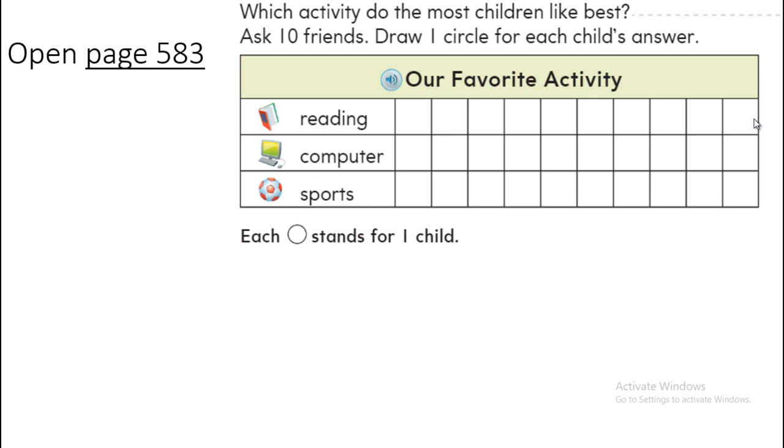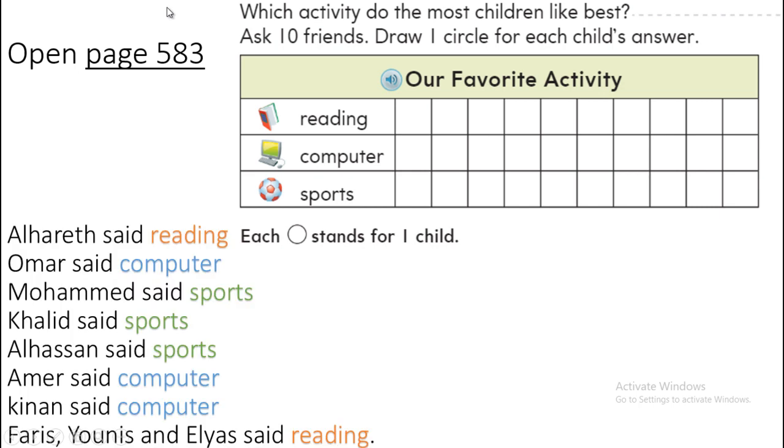So, open your book, page 583, and let's work together. We asked 10 of our friends in Joy class, and these are the answers. Al-Harith said he likes reading. So, I'm gonna make one circle in front of reading for Al-Harith. This is a circle. Umar said he likes computer. So in front of computer, I'm gonna put another circle for computer.